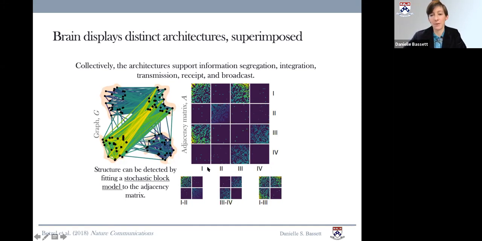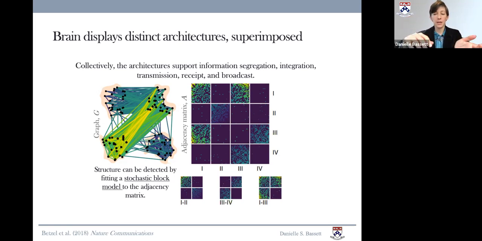So how can we determine that this is a good model for the brain? I sort of claimed it, but I want to ask, how would we determine that? Well, we can use what's called a stochastic block model, and we actually use a weighted stochastic block model because our edges are weighted. We fit that stochastic block model to the adjacency matrix, and that allows us to determine where these white lines should be placed that demarcate the separation between one block and another block.